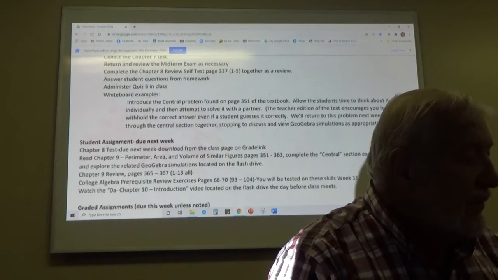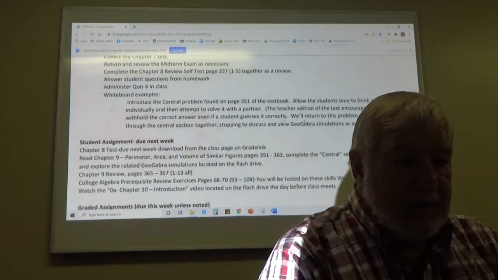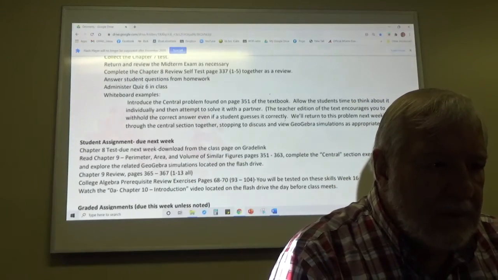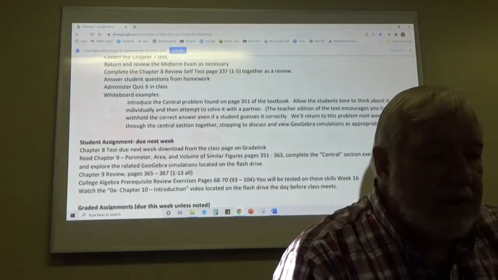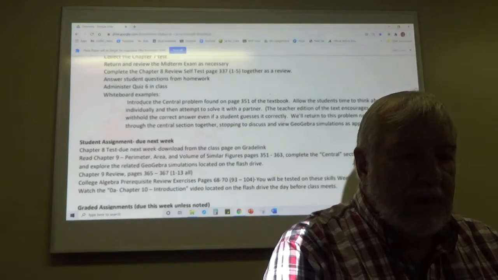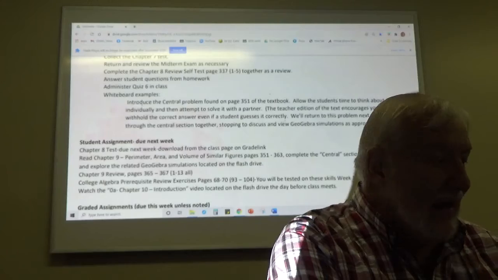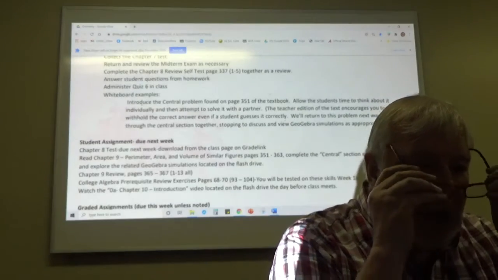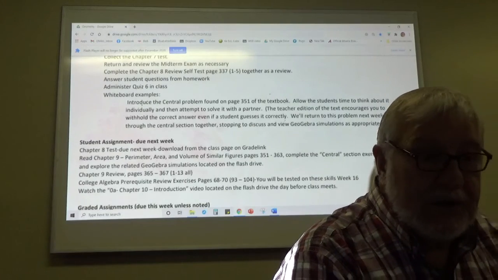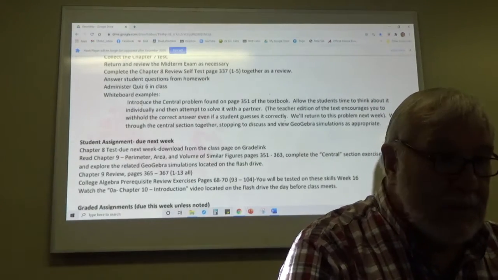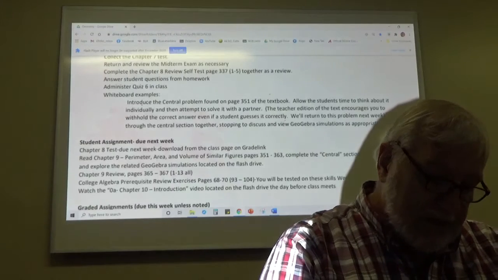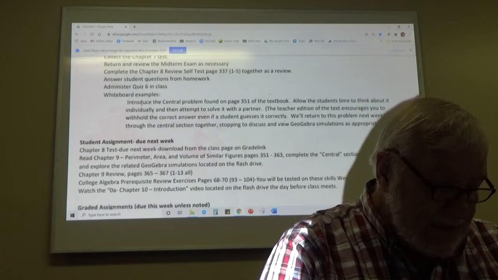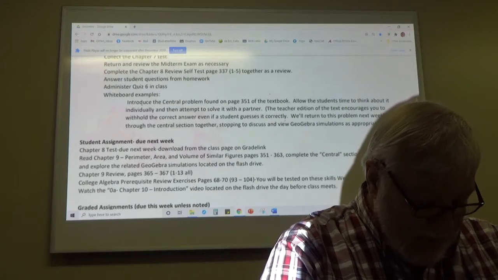All right, we're supposed to be doing chapter 8 this week. So chapter 8 was similar figures. And then we're going to be looking at chapter 9, which is perimeter, area and volume of similar figures. Okay? All right, now, you were supposed to bring in your work for chapter 8, and I hope that you have it.